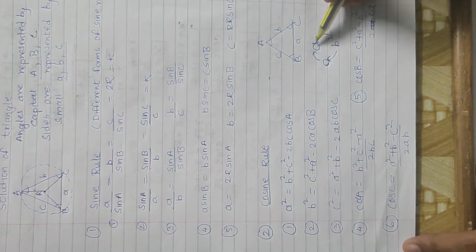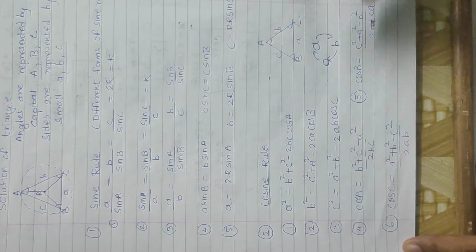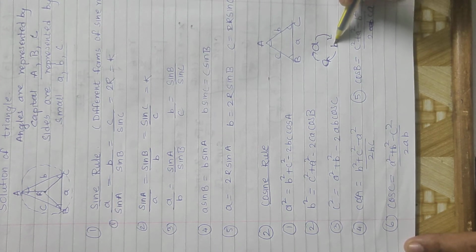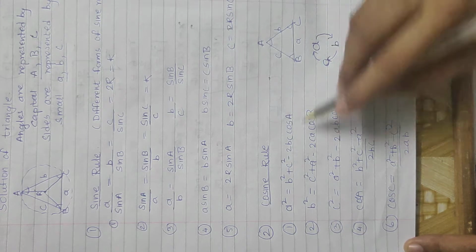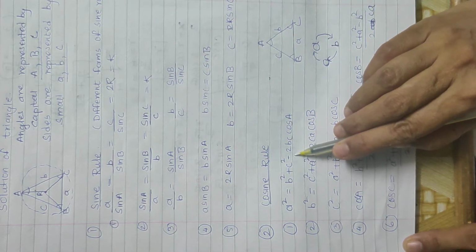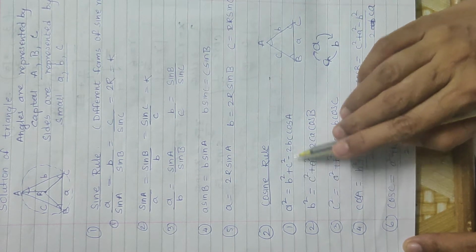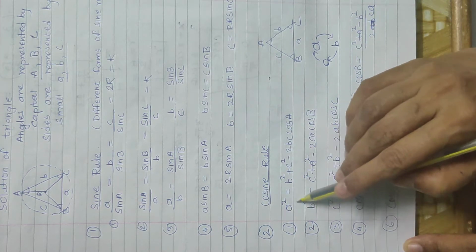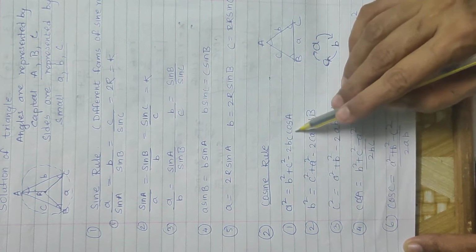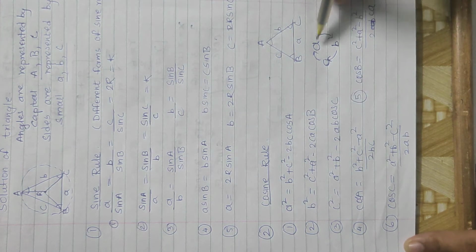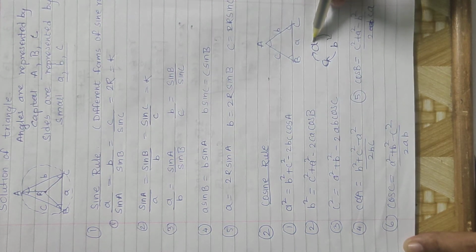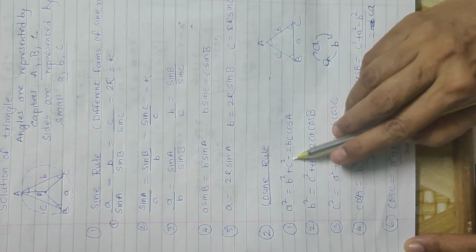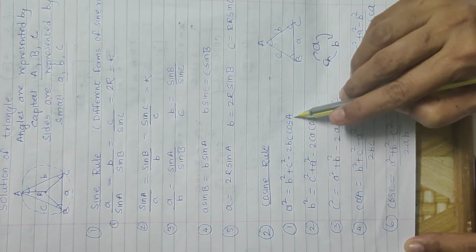So a square is equal to b square plus c square minus 2bc cos A. On the left hand side we are taking a, so its angle is cos A. See the cyclic way: a square is equal to b square plus c square minus 2bc cos A.